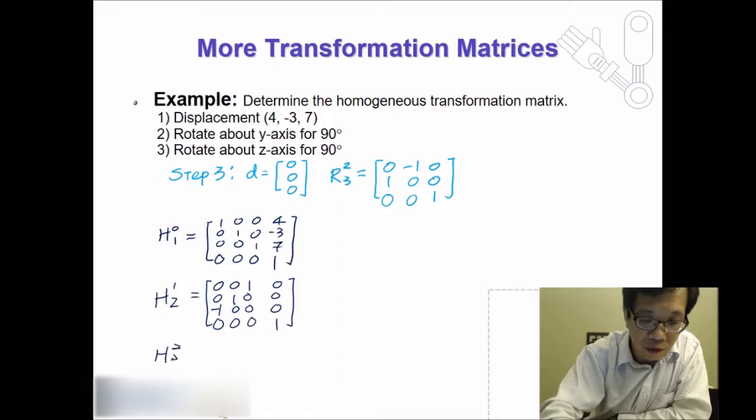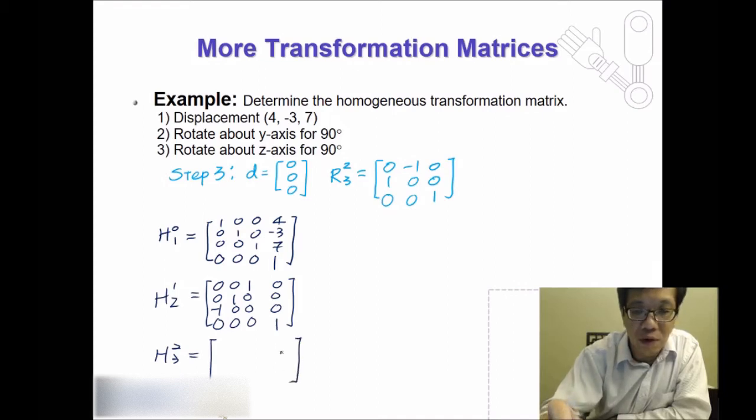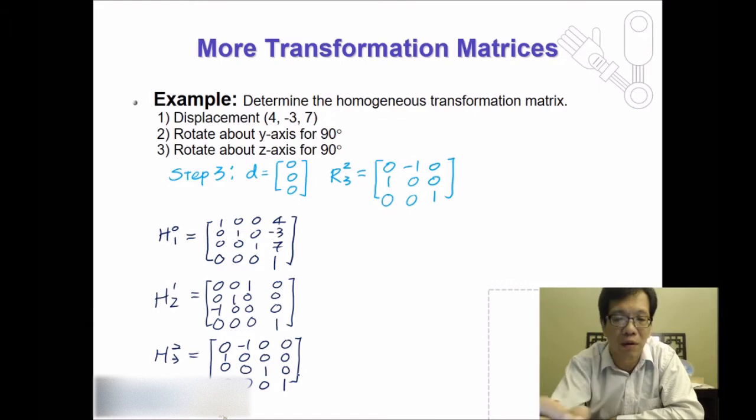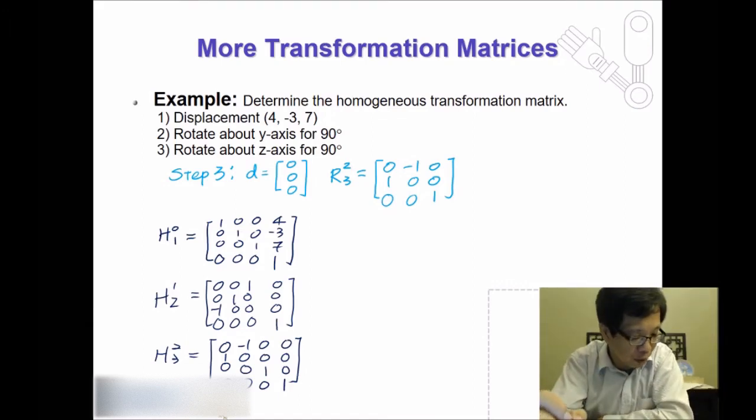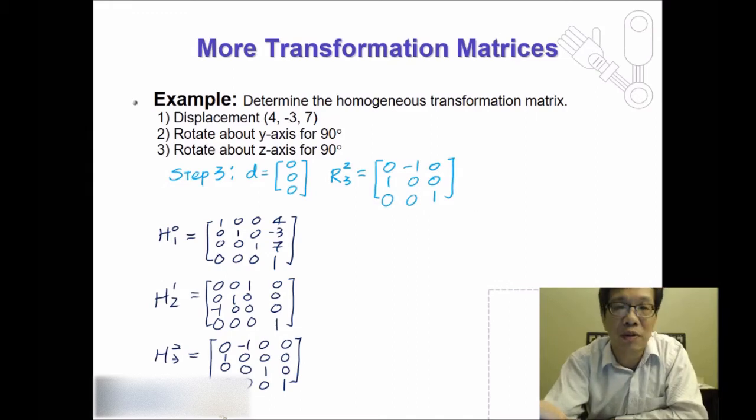If we want to do from frame 2 to frame 3, what are we going to have? We just copy this one and this one into this matrix. That is going to be 0, 1, 0, negative 1, 0, 0, 0, 0, 1. And for the vector, it's going to be 0, 0, 0 over here. For the fourth row, it's going to be 3 zeros and 1 over here. So now we complete the transformation matrix from individual frame to the next frame.